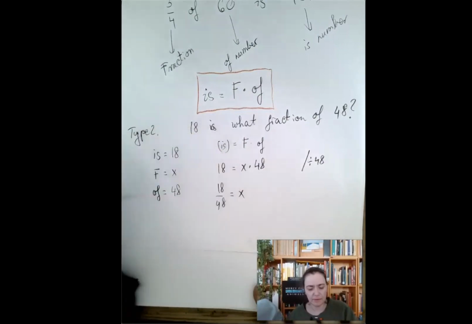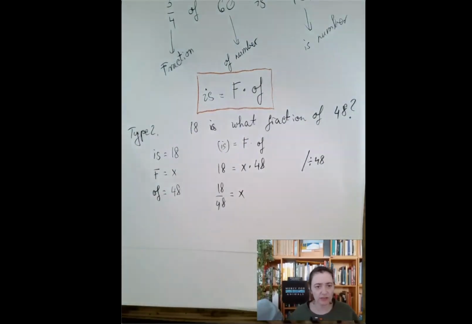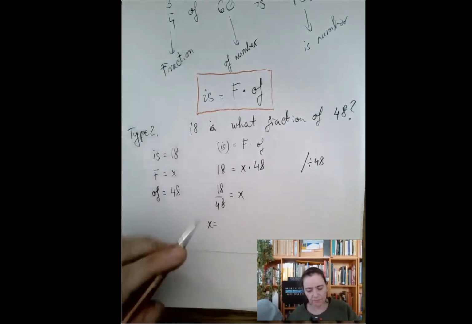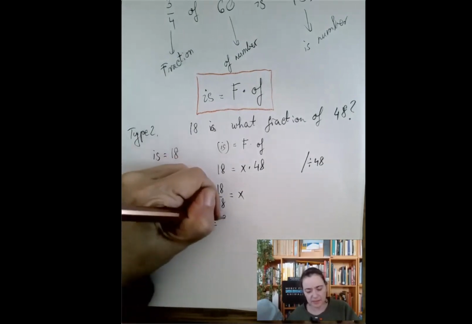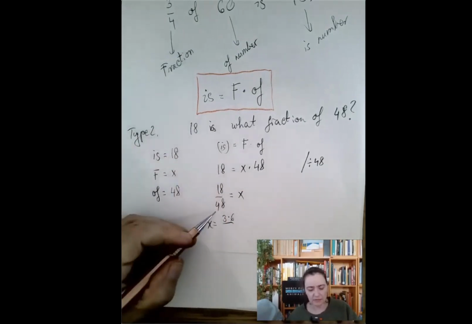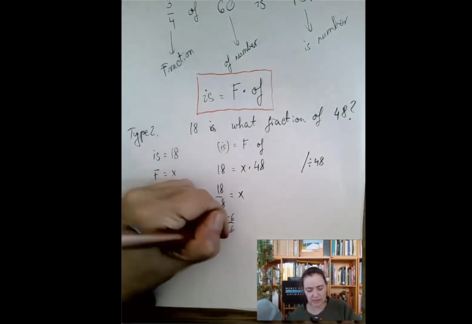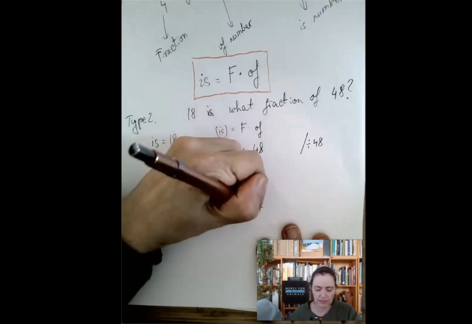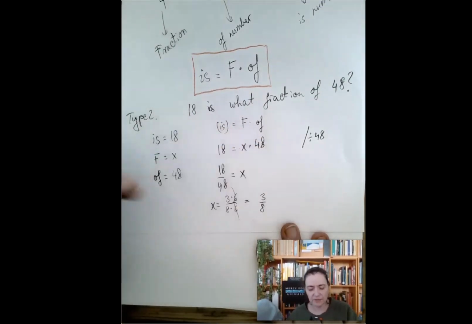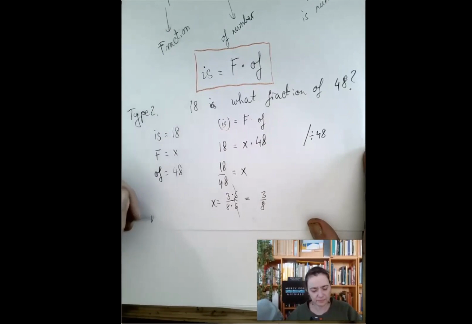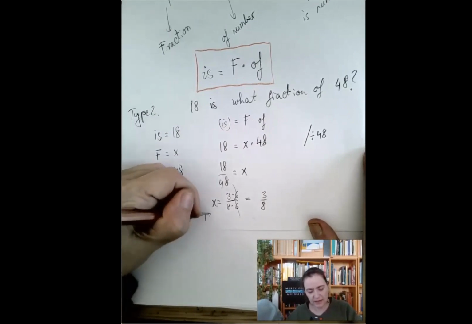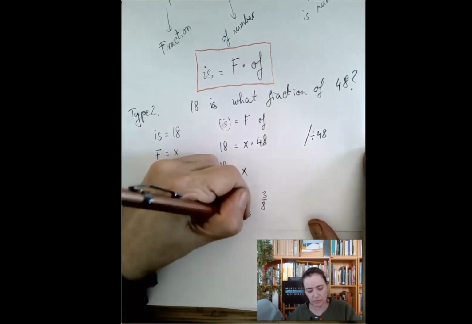And then remember, x has to be a fraction. It is already a fraction. All we have to do is reduce it. I'm seeing 6. 18 is 3 times 6, and 48 is 8 times 6. This is how you're going to simplify fractions in the future, 3 over 8. So the answer, we think, 18 is 3/8 of 48.